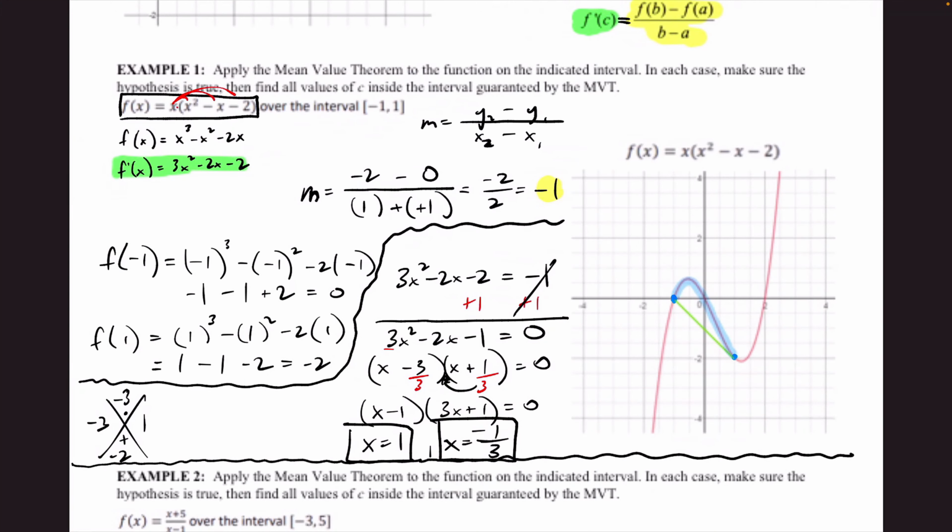Find the derivative. Find the average rate of change. Set them equal to each other. That's our job. That's what we're going to do with mean value theorem. It's pretty straightforward. Find the derivative. Find the average rate of change, the slope. Set them equal to each other.